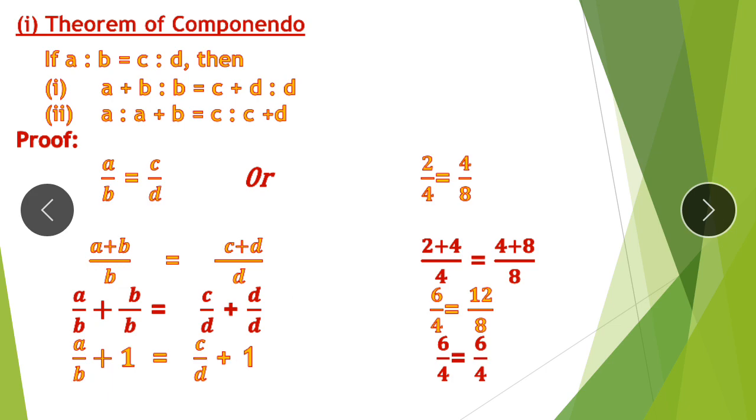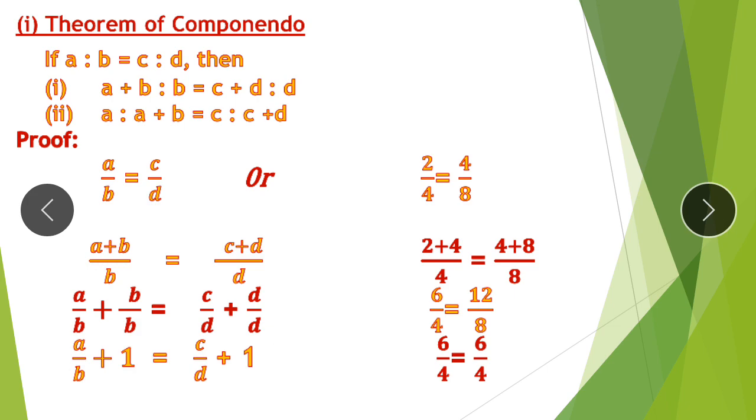So what we can observe here is that A divided by B and C divided by D are already equal, and 1 is also equal. So hence, by addition we will get the ratios the same. There will be no effect on the equality of these ratios.